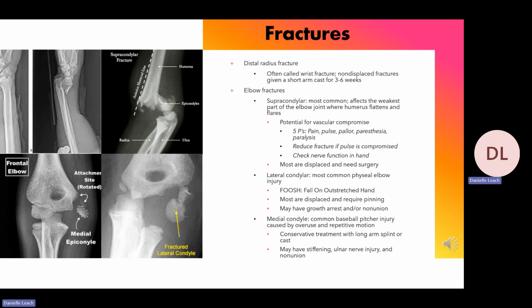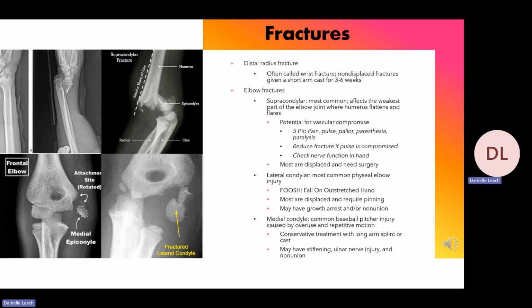Elbow fractures are actually very common in children. 10 to 12% of pediatric fractures are of the elbow. Most of them are called supracondylar fractures. These are the most common. This one is the top right picture. It affects the weakest part of the elbow joint where the humerus flattens and flares out.